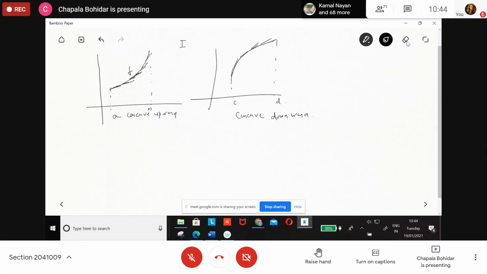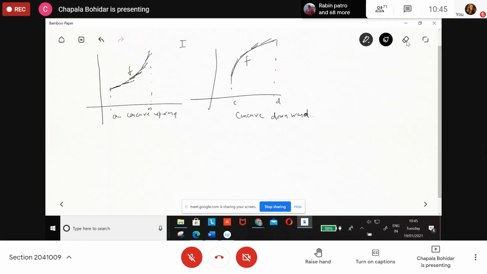If the graph of F lies below all of its tangents on I, it is called concave downward on I. Complete? All of you have written? Yes, ma'am.